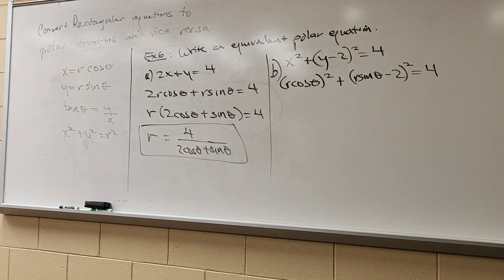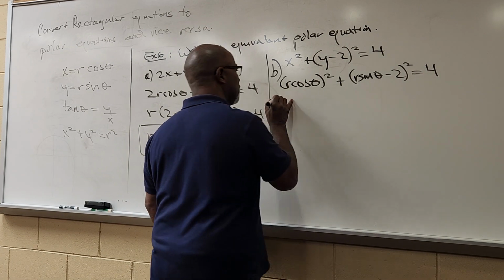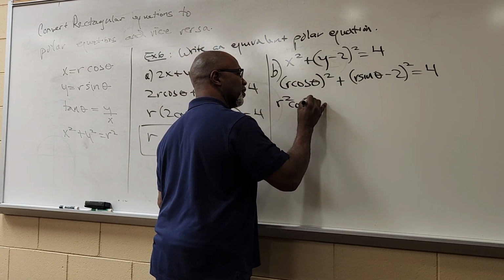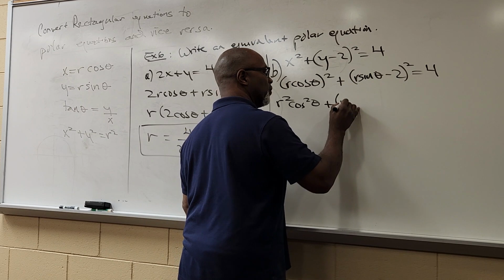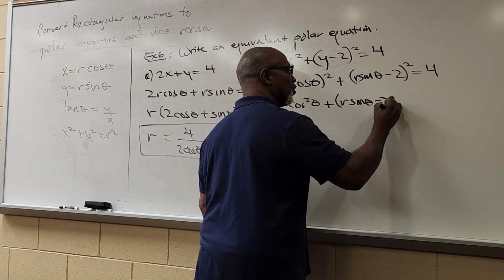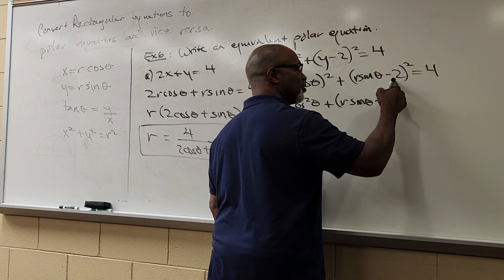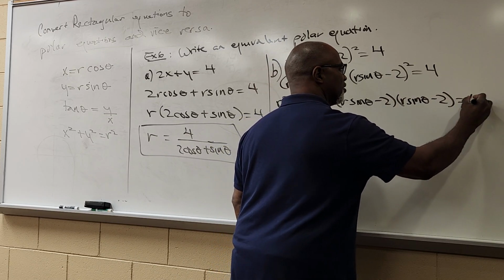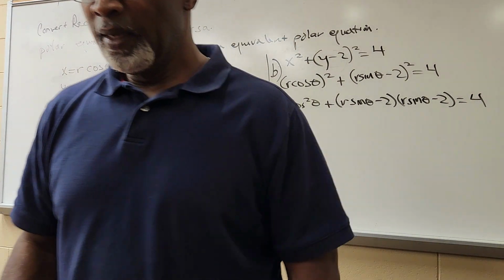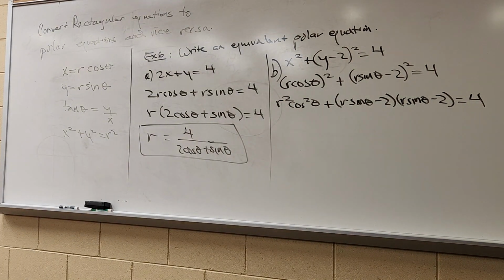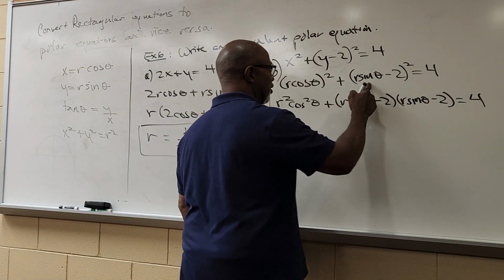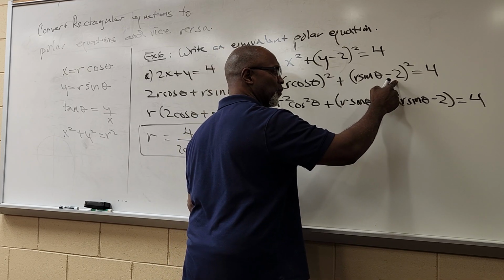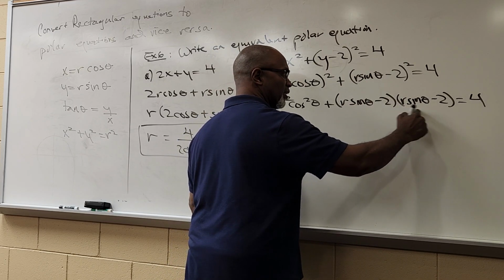Okay? And so now I'm going to square everything. r cosine theta squared will give me r squared cosine squared theta. This I got to be careful with because really this is a FOIL method, because r sine theta minus 2 squared means r sine theta minus 2 times r sine theta minus 2. Okay? And I'm going to have to FOIL that out. So I got to be a little bit careful. I don't just get r squared sine squared minus 4. This thing squared means that thing times itself.